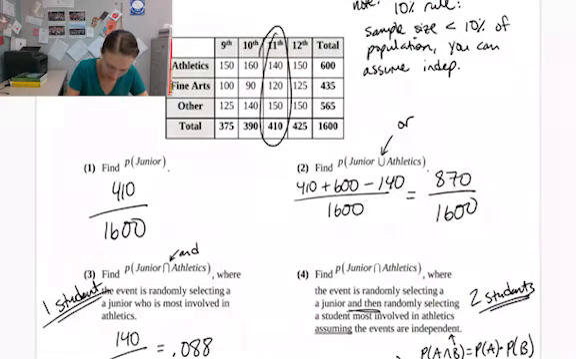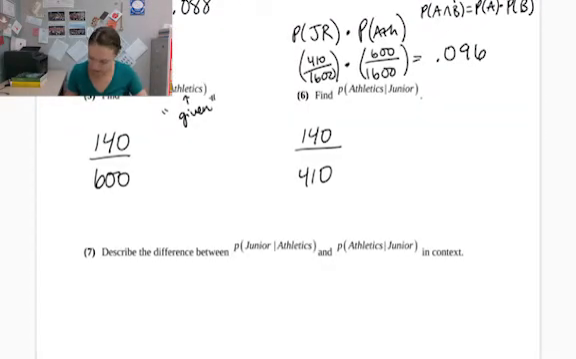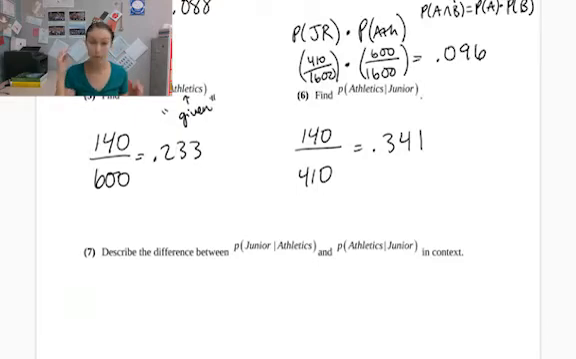So again, if I just look at this category and I cover up the rest of the numbers and I don't even look at them, out of 410, there's 140 that are most involved in athletics. And the difference in context, so just contextually, because obviously these are going to be, let's see, 140 divided by 600 is 0.233, and 140 divided by 410 is 0.341. You don't have to get the decimals, but I want you to see that these are definitely different numbers. The numerator is the same, but the denominators are going to be different.